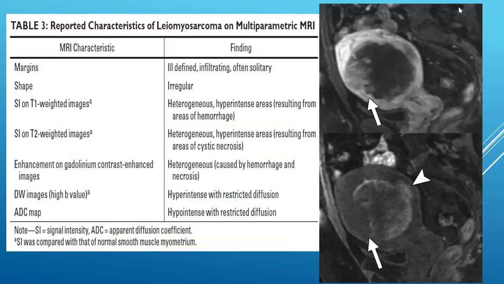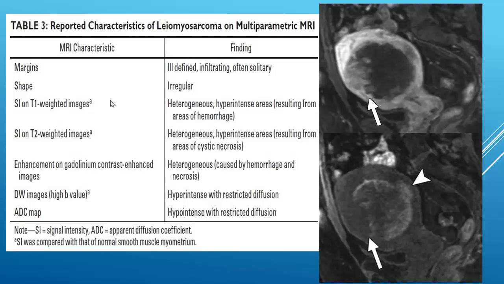This is how to differentiate between, this is the leiomyosarcoma characteristics on MRI. Regarding the margins, it is ill-defined infiltrating, as in this case. The shape is irregular. In some cases, it is irregular in shape, but here in this picture, it appears ill-defined, infiltrating, and often solitary. Ordinary leiomyomas are usually multiple, and the leiomyosarcoma is usually a solitary mass.